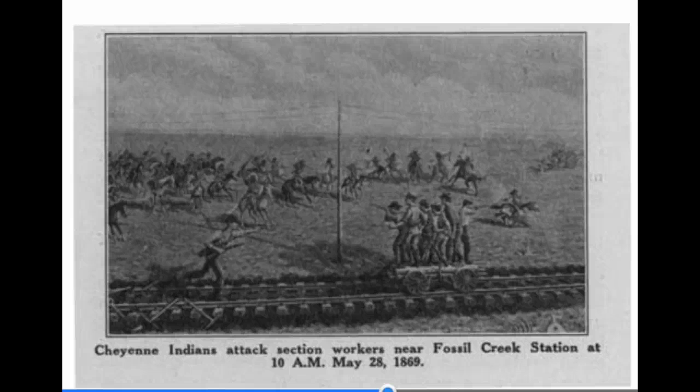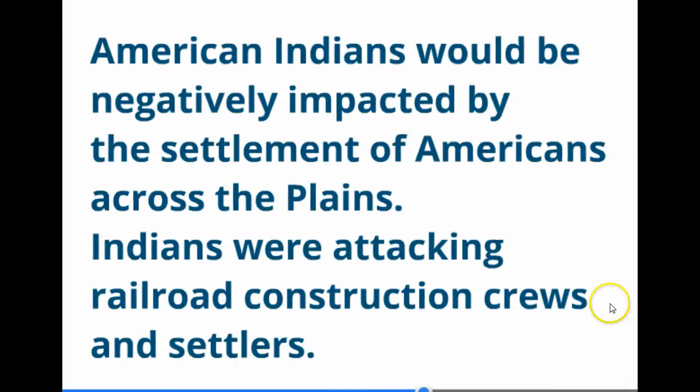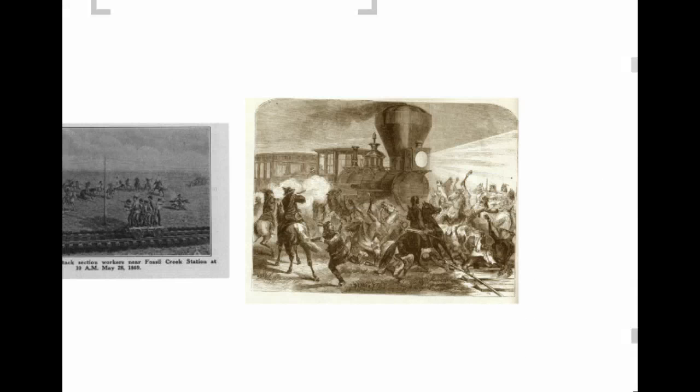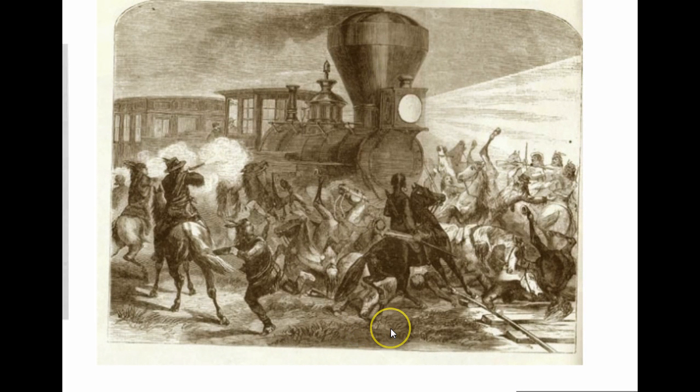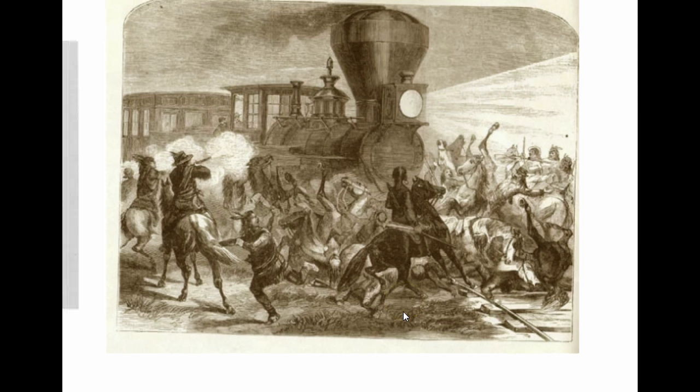This drawing here shows Cheyenne Indians attacking workers building the Transcontinental Railroad in 1869. Actually, before we come down here, another example of a drawing with the passing of one of the railroads and Native Americans trying to attack the railroad.